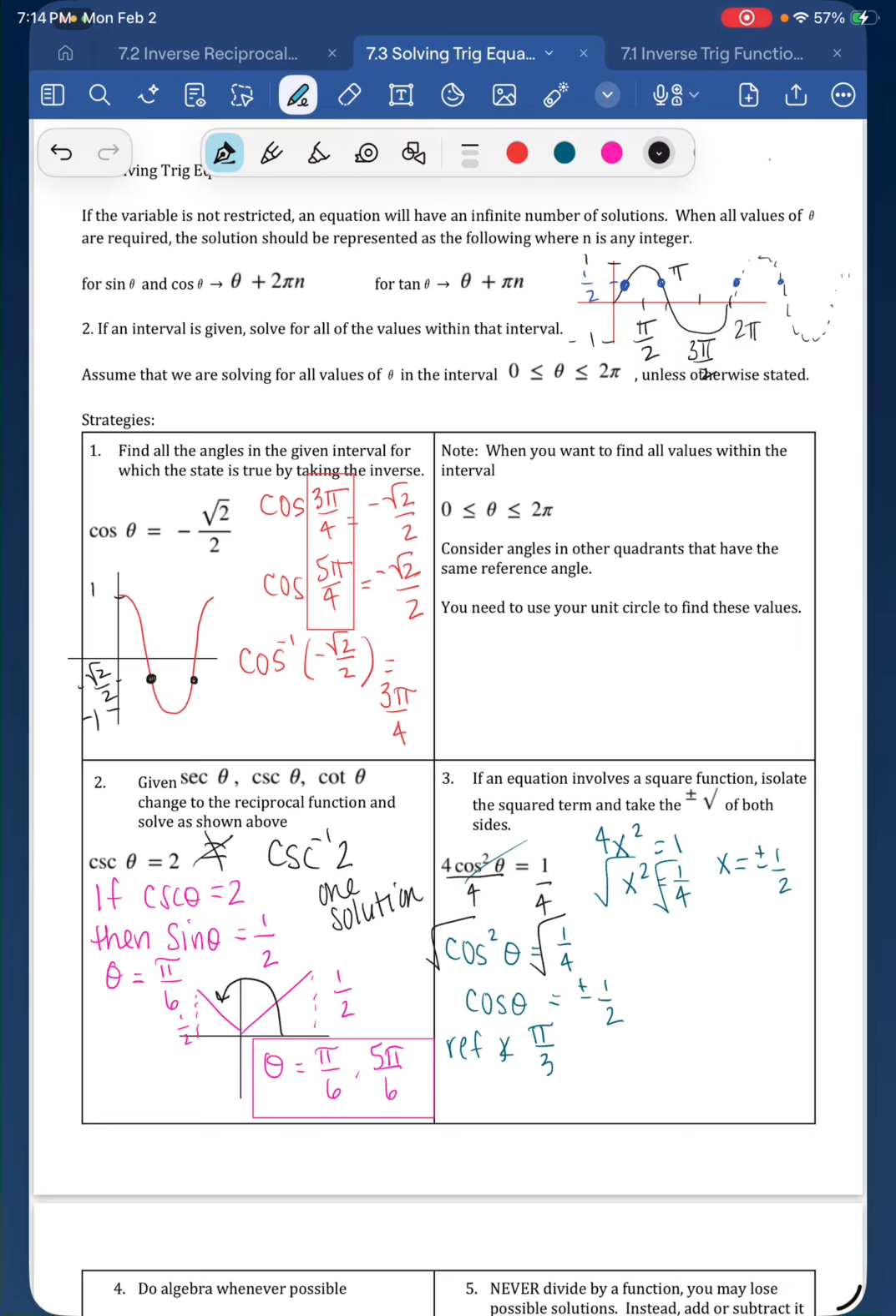So cosine is positive in quadrants 1 and 4. Okay, so that would be 1/2 right there. So reference angle pi over 3 in quadrant 1, and in quadrant 4, that would be 5 pi over 3.